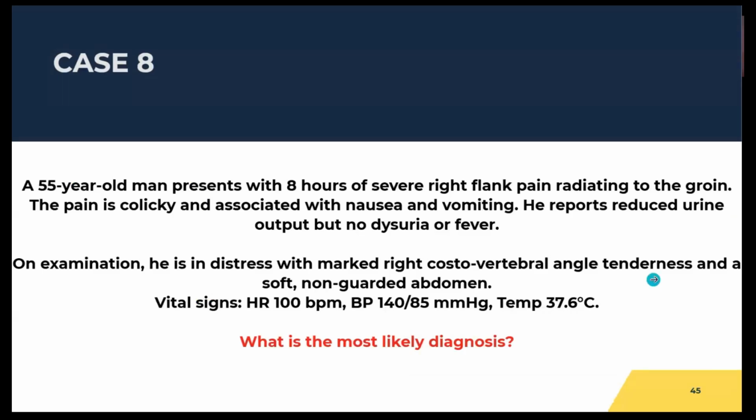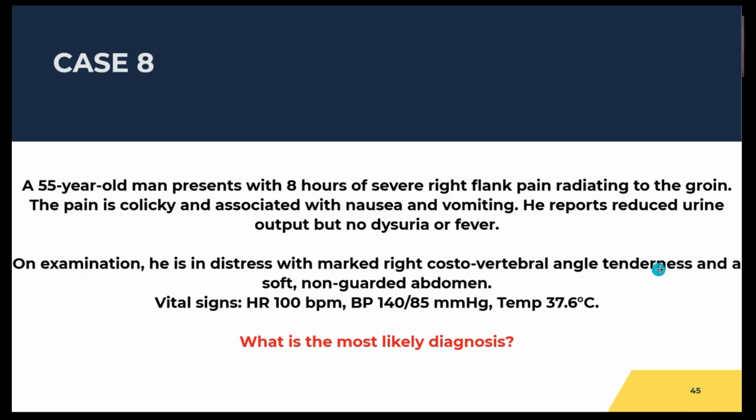Okay, so we'll get into our final case now. This is a 55-year-old man who presents with 8 hours of severe right flank pain radiating to the groin. The pain is colicky and associated with nausea and vomiting. He reports reduced urine output but no dysuria or fever.